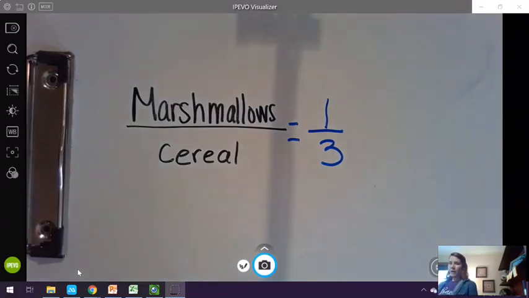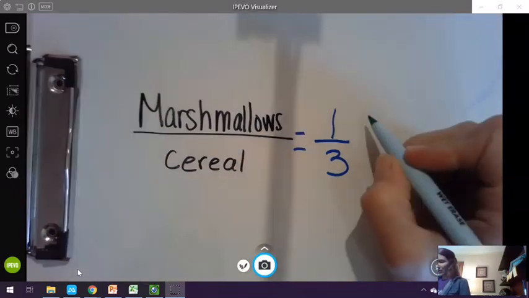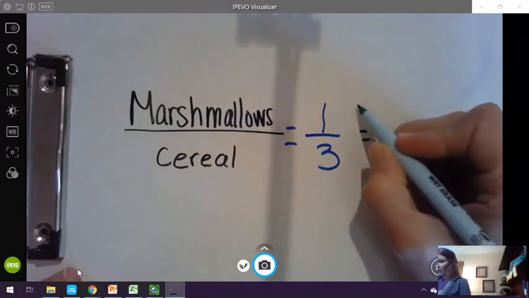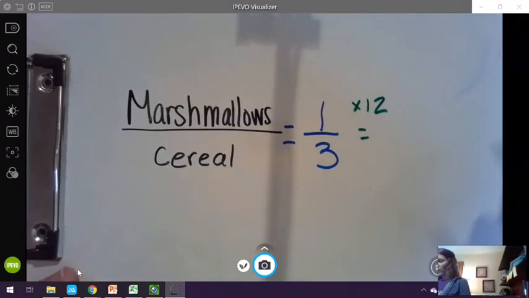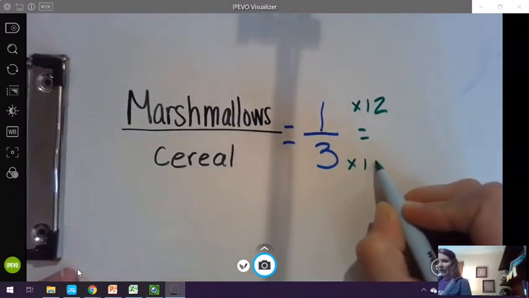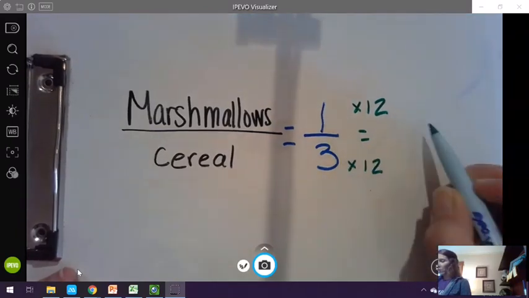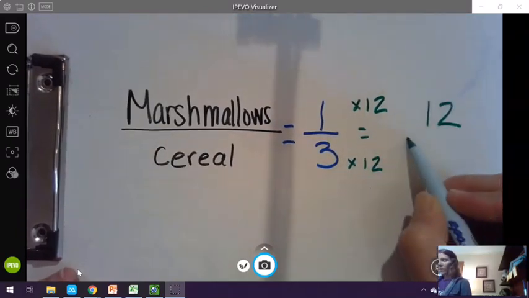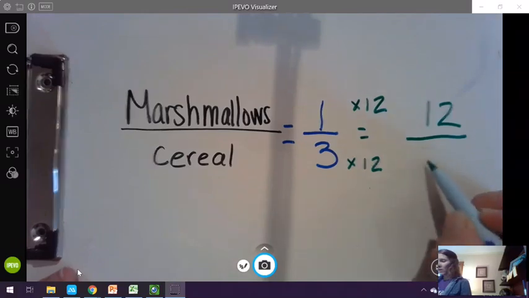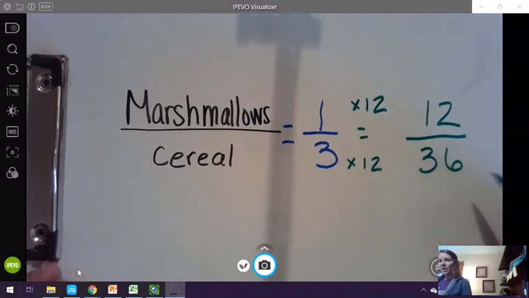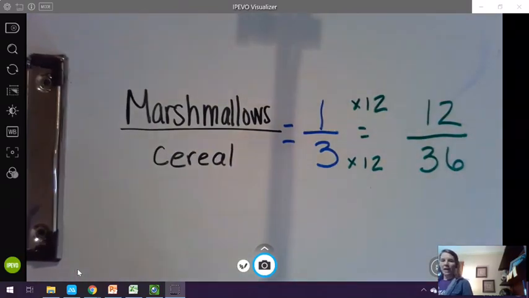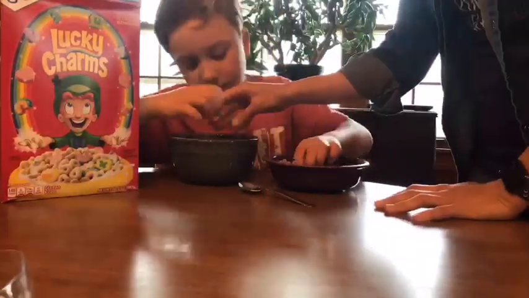Now Cole wants 12 bites. So if he's going to get 12 bites, I'm going to have to take the top times 12 and the bottom times 12. 1 times 12 is 12, over 3 times 12 is 36. And that's just another way to work out those equivalent ratios.